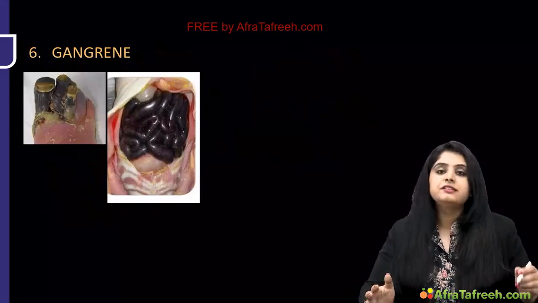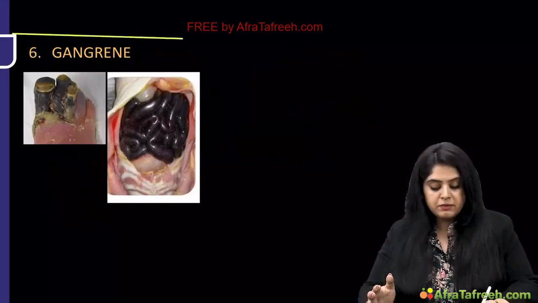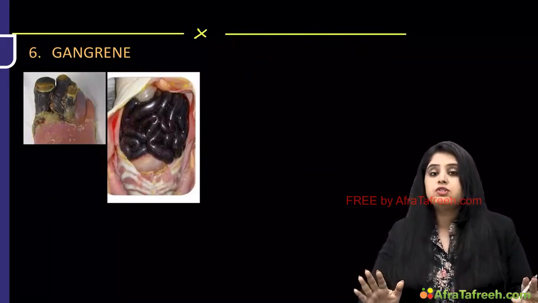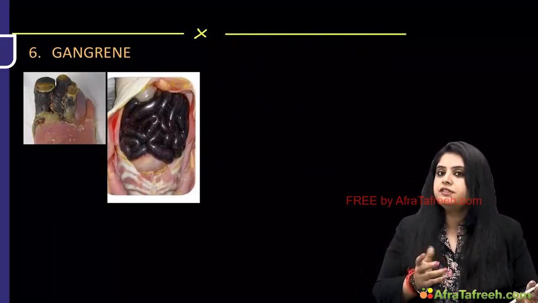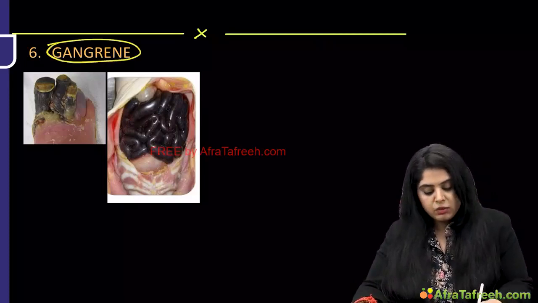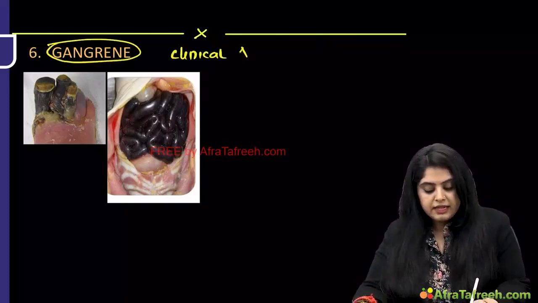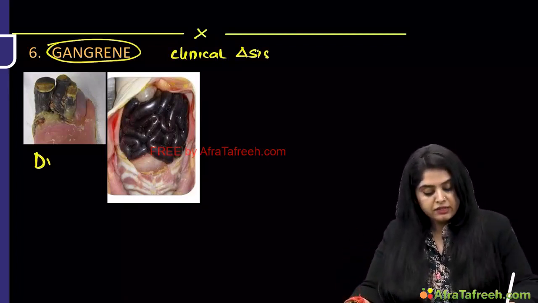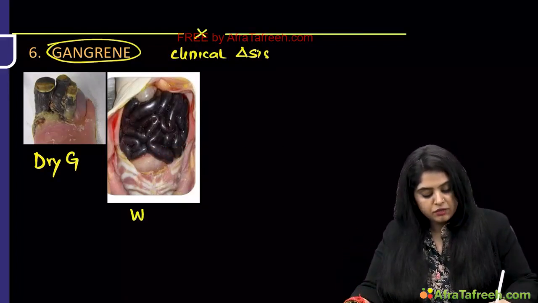Coming to the sixth and the seventh, whatever you studied up till now were all pathology diagnosis, were all pathology necrosis. Now I'm starting with diseases which are clinical. So here you have a case of gangrene. Gangrene is what? Gangrene is a clinical diagnosis. The clinician or the surgeon is going to tell me that, okay, this is a case of dry gangrene and this is a case of wet gangrene.